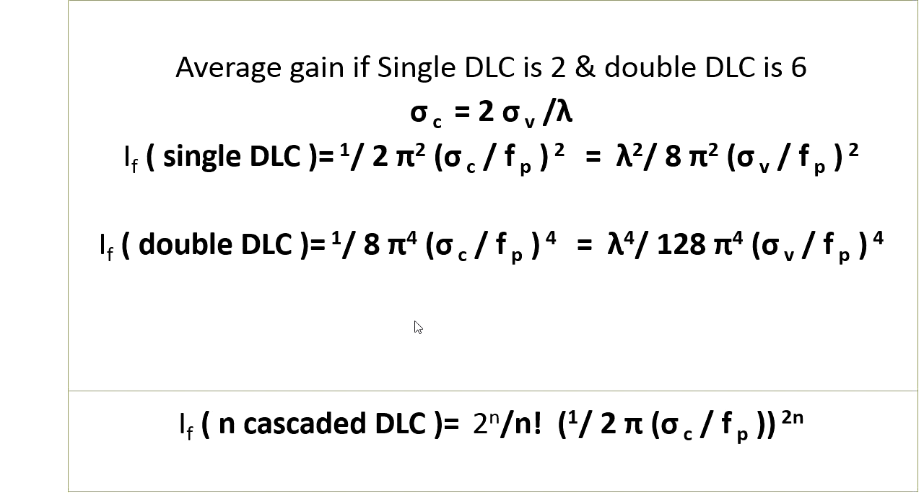And in the generalized formula, if I cascade n number of delay line cancellers, the improvement factor is given as 2 raised to n divided by n factorial, into 1 by 2 pi into sigma c by Fp, to the power of 2 raised to n. This is the formula for the n delay line canceller improvement factor.